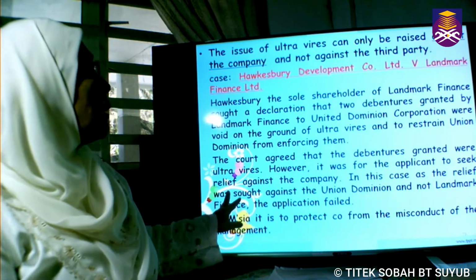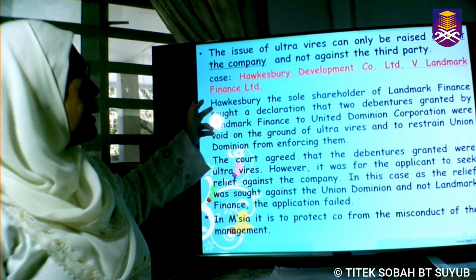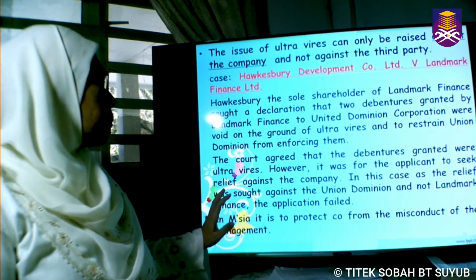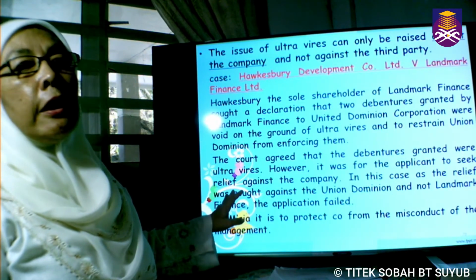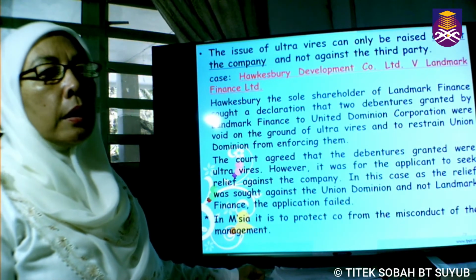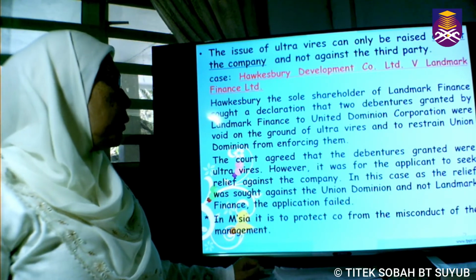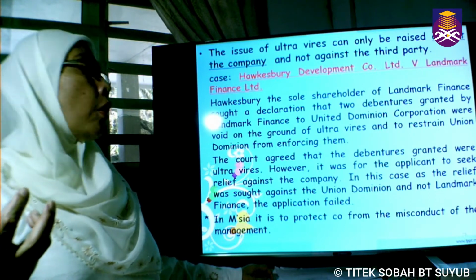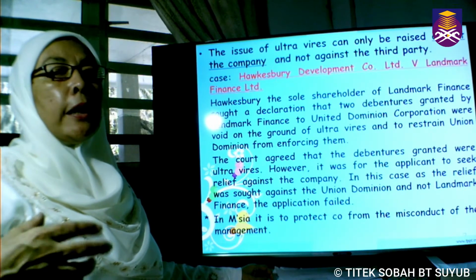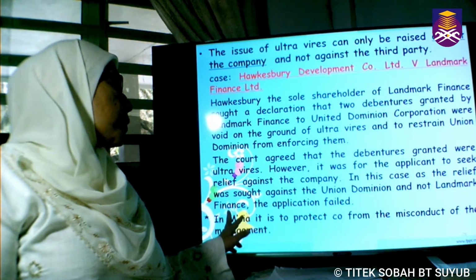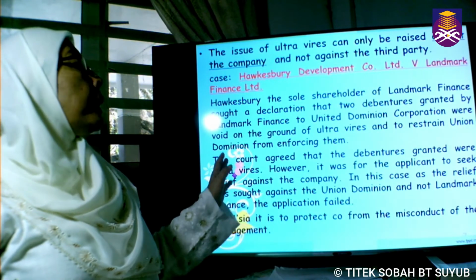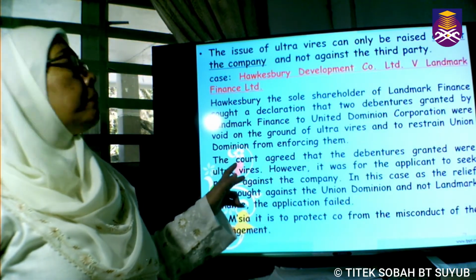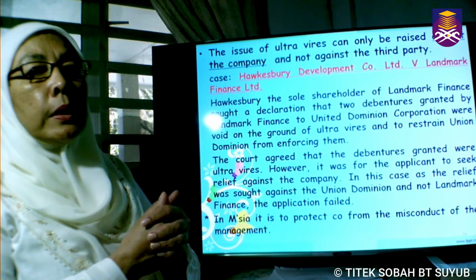However, the applicant here, Ashbury, should seek relief from the company. Kenapa tuntut kepada United Dominion? Why actually did he claim from United Dominion? He should claim from Landmark Finance. The application failed. Yalah, kenapa agaknya dia tak tuntut daripada Landmark Finance? Because Landmark Finance is actually his company, right?